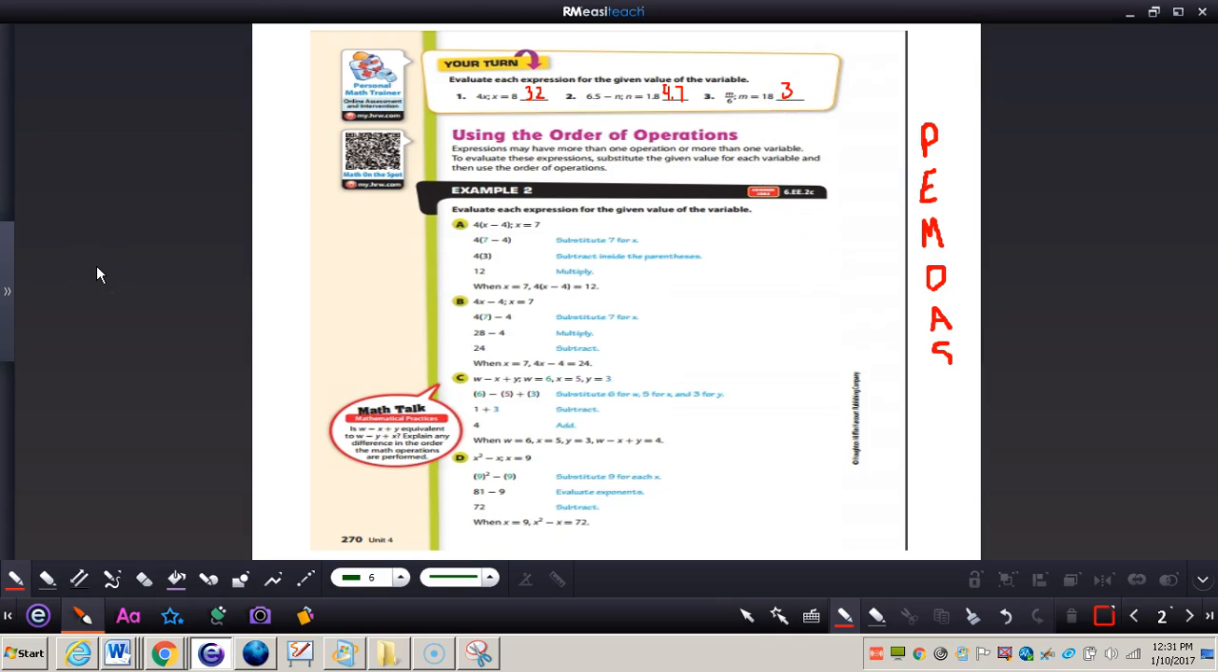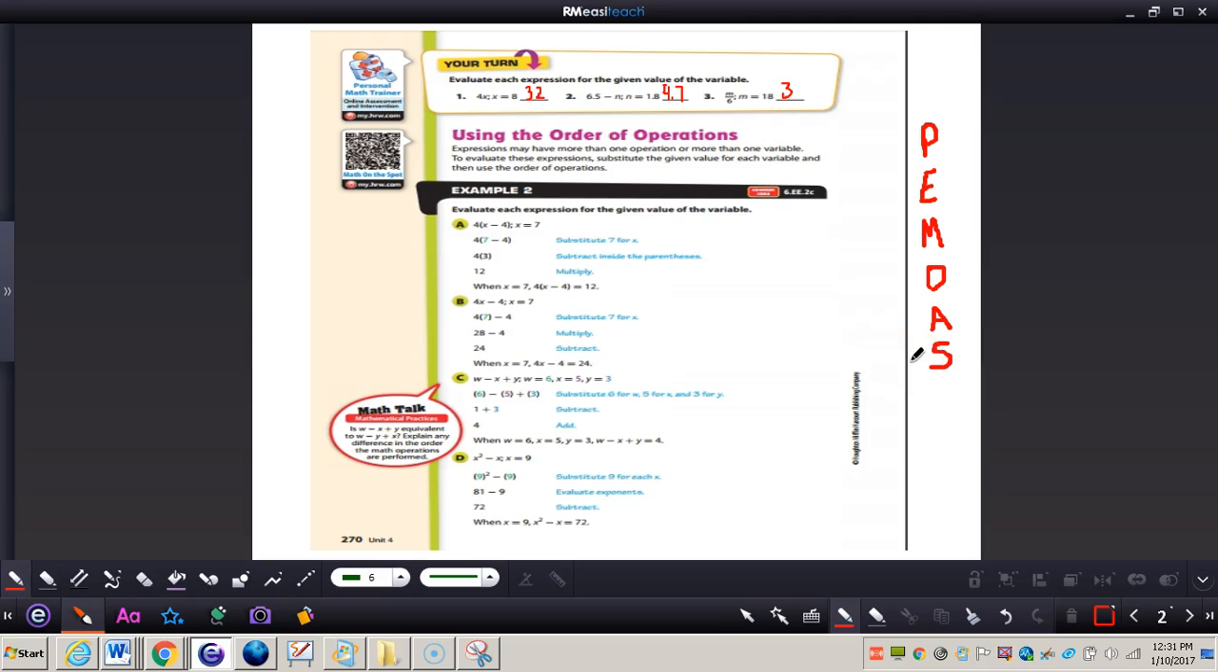Now let's take a look at using the order of operations. If you remember, please excuse my dear Aunt Sally, is the order of operations representing parentheses, exponents, multiplication or division, whichever one comes first from left to right, or addition and subtraction, whichever one comes first from left to right.